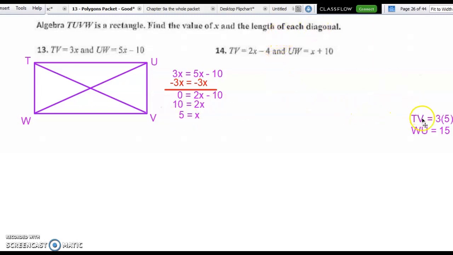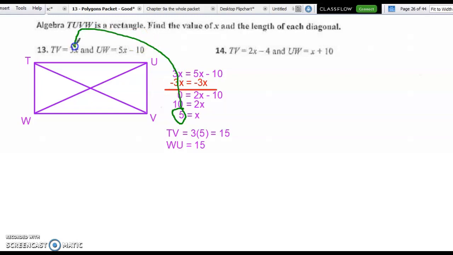And when we plug it in for each diagonal, I'm going to take this 5 and plug it right in there, because TV was 3x. I'm going to plug the 5 back in. 3 times 5 is 15. And guess what about the other diagonal? Since diagonals are congruent in a rectangle, the other diagonal has to be 15. So there you go, folks.